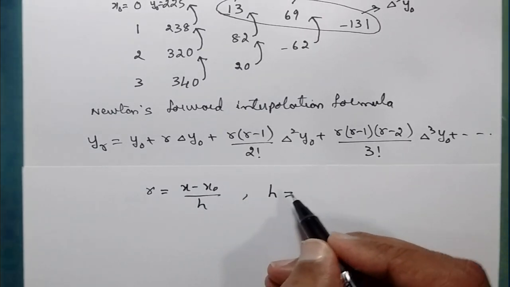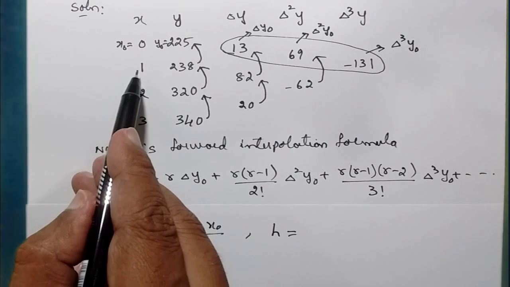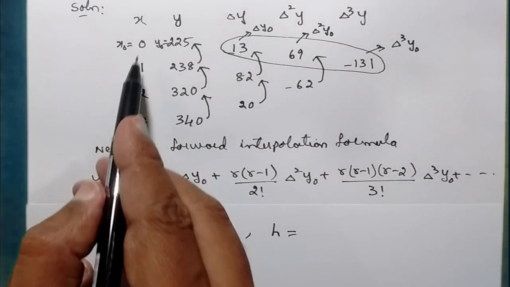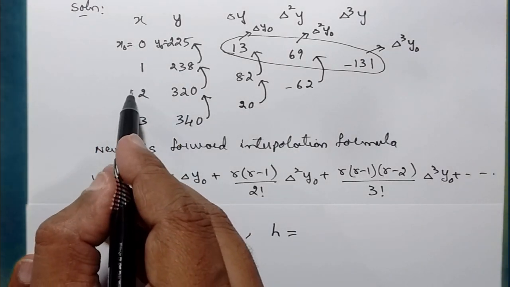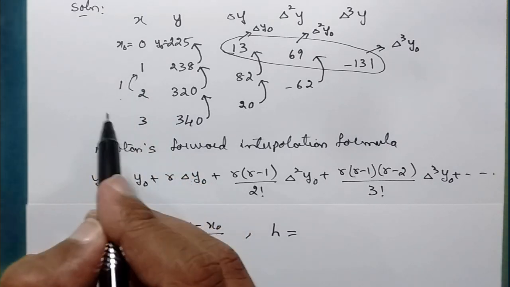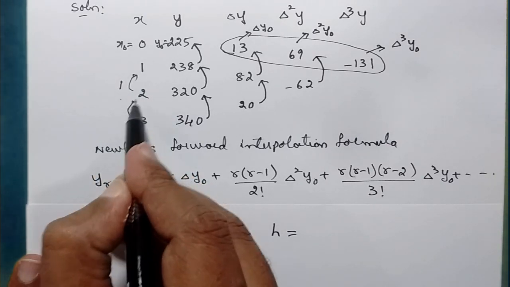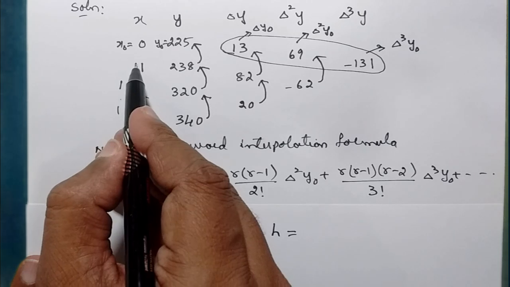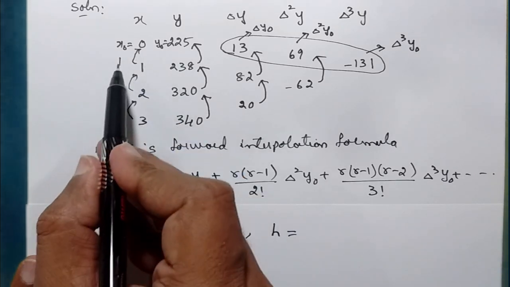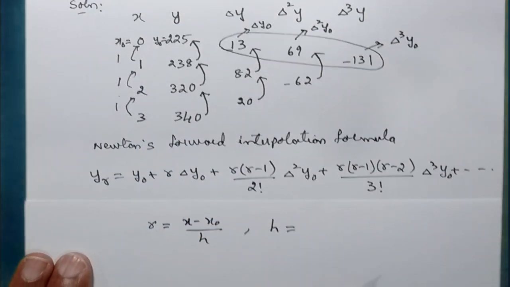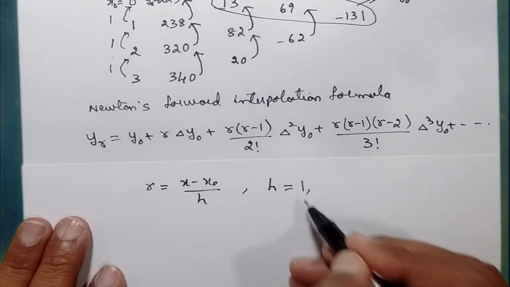What is the step size h? Try to see the difference. 1 minus 0, 1. 2 minus 1, the difference is 1. 3 minus 2, the difference is 1. So what is the difference you are getting? Common difference is 1. So the step size h will be 1.